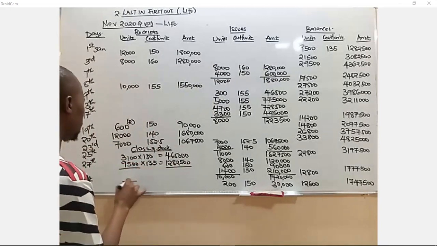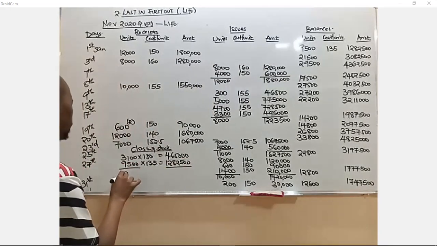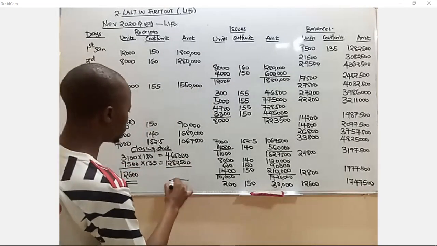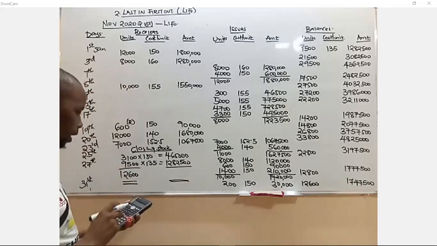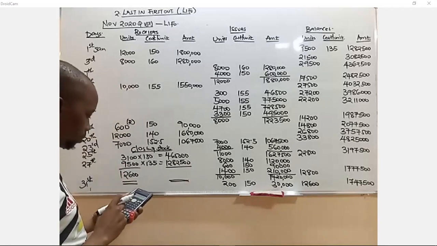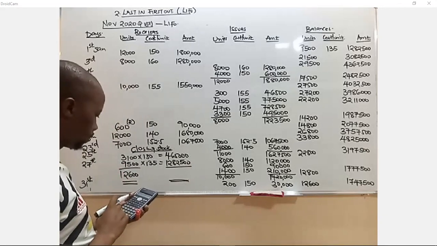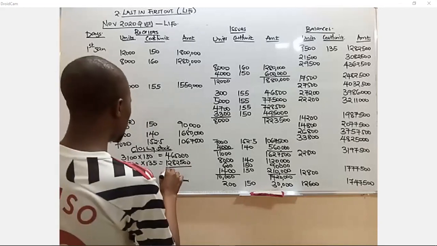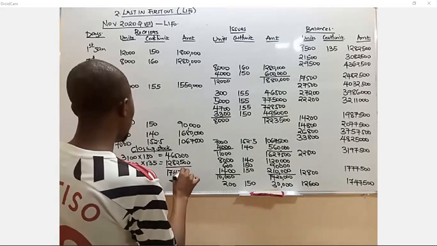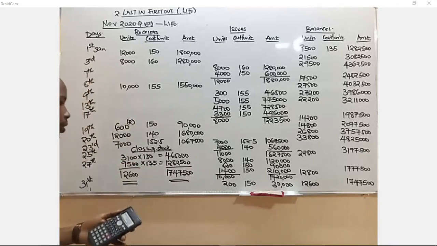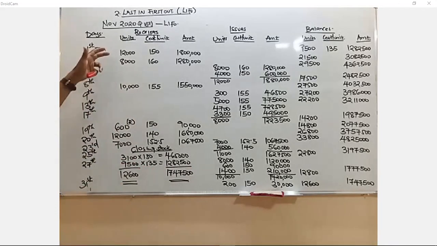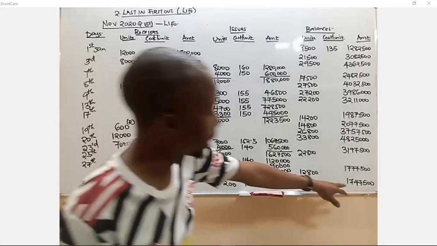I can see the units are turning. Already here we have 12,600. What about the amount? Right, 465,000 plus 1,282,500, getting 1,747,500. That is how you normally do the closing stock. You must be a master of where you have finished, where you have issued, and which ones remain where. You are getting 1,747,500. That is what you are able to get here.